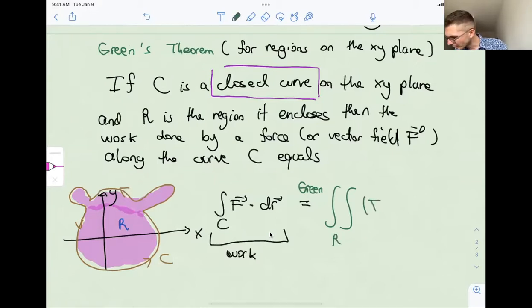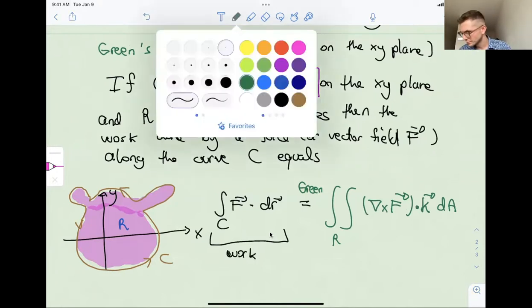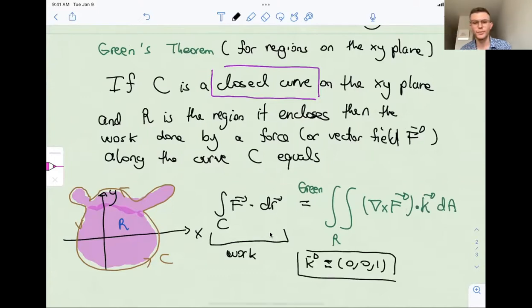Well, I'll write it this way. You can do a double integral, and what you have to integrate is the dot product between the curl of F and the vector K, where K here is the vector 0, 0, 1 that you know from the beginning of the course.